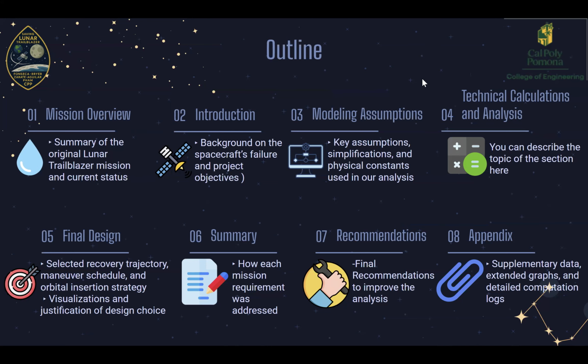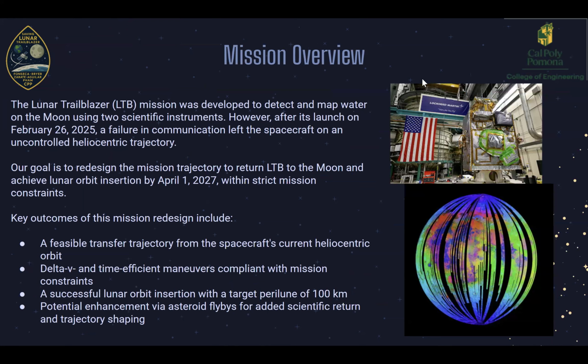And well, the project is based on Lunar Trailblazer. Lunar Trailblazer was a small satellite made by NASA JPL and Caltech. The intention was to send Lunar Trailblazer to the moon to map the moon surface and to detect where the water was located on the moon surface.